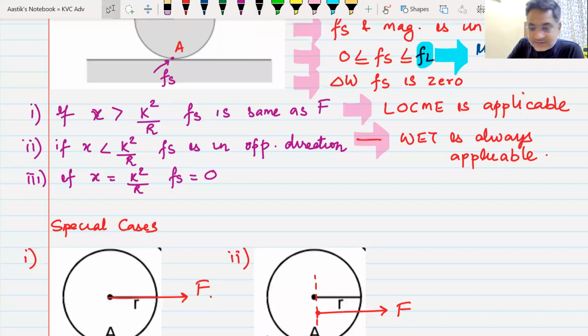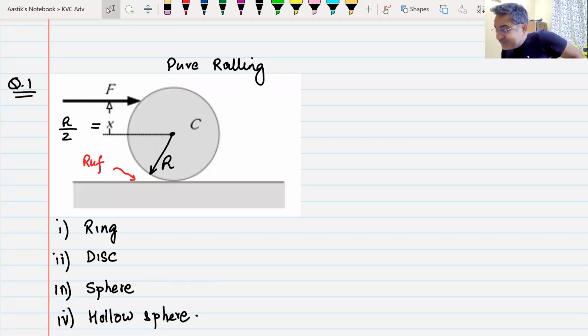What is the answer? Yes. Sir, first for ring it is backwards. For ring, it is backwards. How did you get that? You must also give a reason. For ring, it is backwards. Why? Sir, x is less than k square by r, so it's opposite.